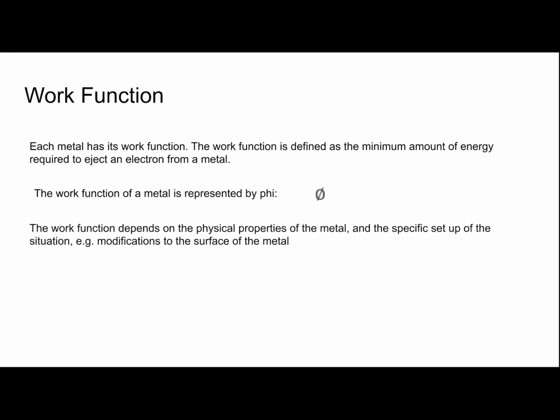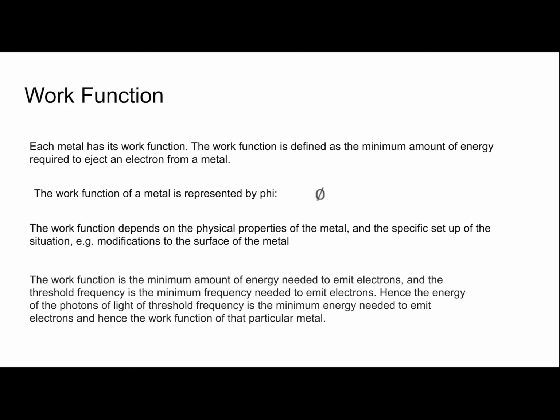Okay, so the work function depends on the physical properties of the metal and the specific setup of the situation. Therefore, modifications to the surface of the metal will change the work function, and the work function will be different for each type of metal. The work function is the minimum amount of energy needed to emit electrons, and hence the threshold frequency is the minimum frequency needed to emit electrons. Hence, the energy of the photons of light at the threshold frequency corresponds to the minimum energy needed to emit electrons, and hence the work function of that particular metal.